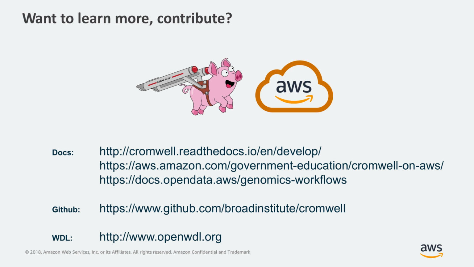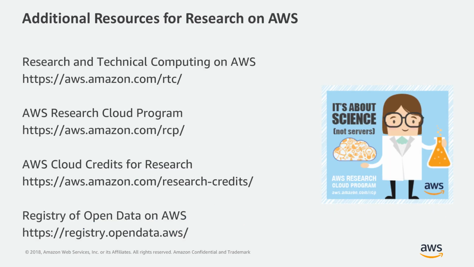If you'd like to learn more, I recommend checking out the docs for Cromwell and running genomics workflows on AWS, taking a look at Cromwell's GitHub repository, and looking at what you can do with WDL at openwdl.org. If you'd like to learn more about other scientific workloads on AWS, I recommend you check out our pages on research and technical computing. Take a look at our research cloud and cloud credits for research programs, and explore datasets we host on our registry of open data.